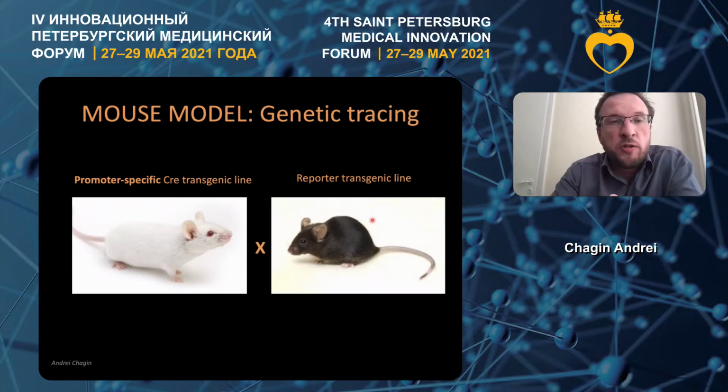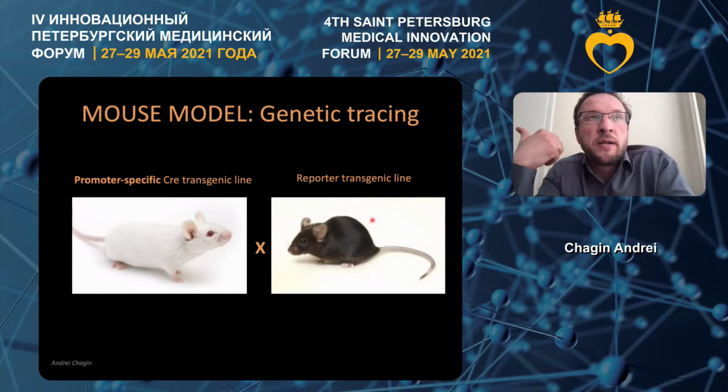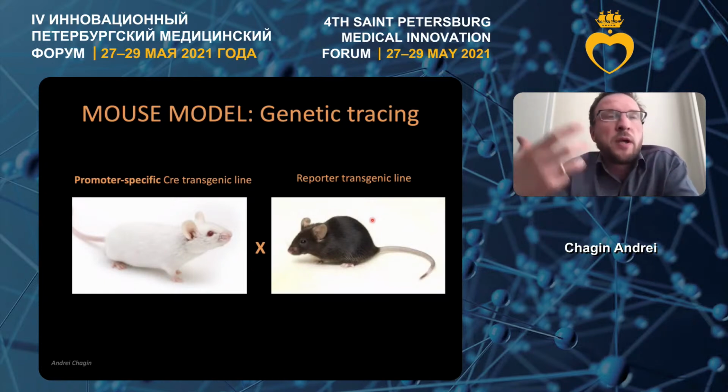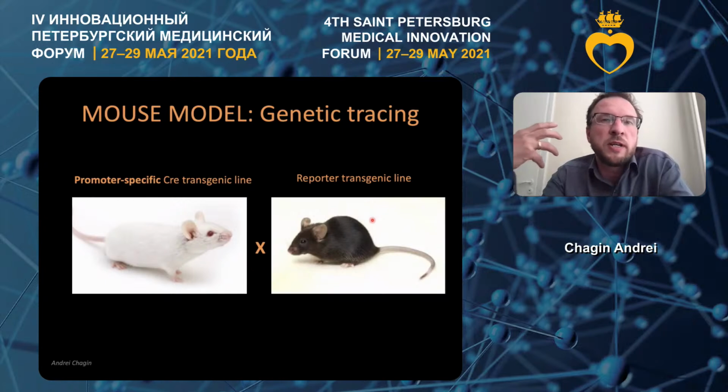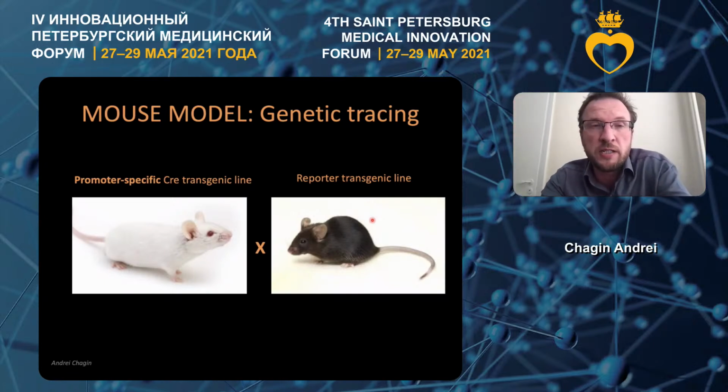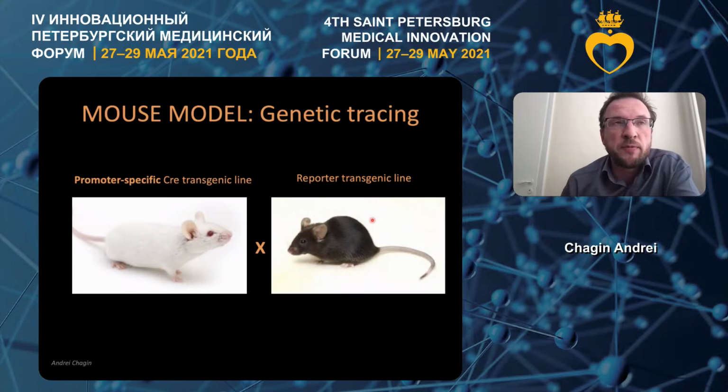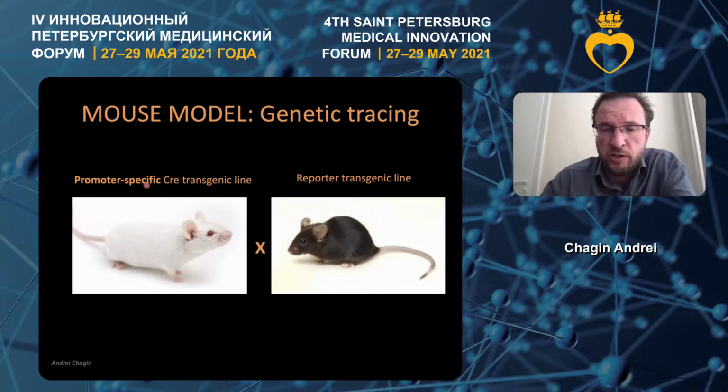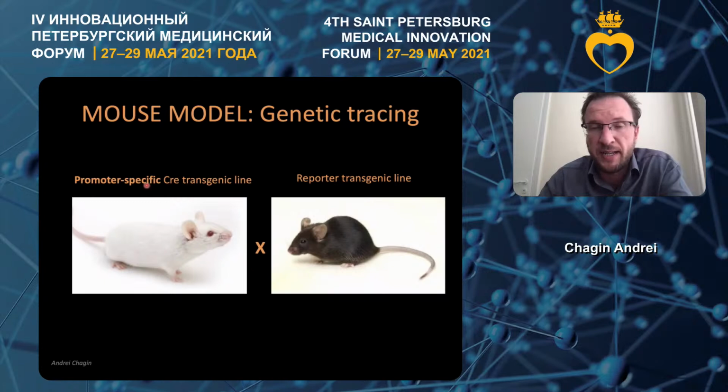Promoter-specific Cre you can either make yourself, or, usually what people do, they just look around. There are more than 1,000 different Cre reporter lines, so there are depositories where they can be purchased for a reasonably low price, or in collaboration they can be obtained from people who made them before. We also have several tissue-specific promoters now in Almazov Center and in Sechenov University in Moscow.